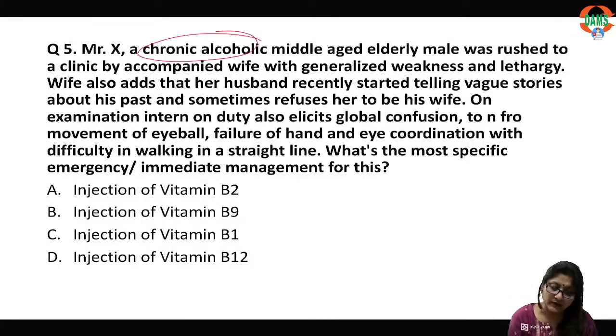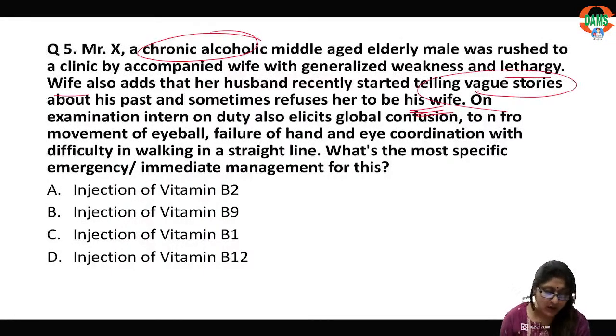Mr. X, a chronic alcoholic in the middle age, was rushed to the clinic by his wife. Complaint of generalized weakness and lethargy was there. Wife added that the husband recently started telling vague stories about the past and sometimes even refuses to identify her. This is something interesting. On examination, the intern on duty is eliciting global confusion in that patient, to and fro movement of the eyeball, failure of hand and eye coordination, difficulty in walking in a straight line. So it's a classical presentation of Wernicke-Korsakoff psychosis, which is due to B1 deficiency, right? So what deficiency and what management strategy must be adopted?